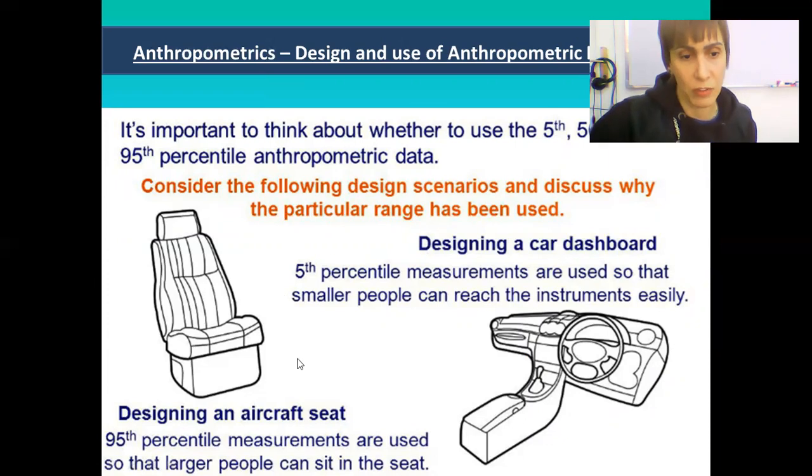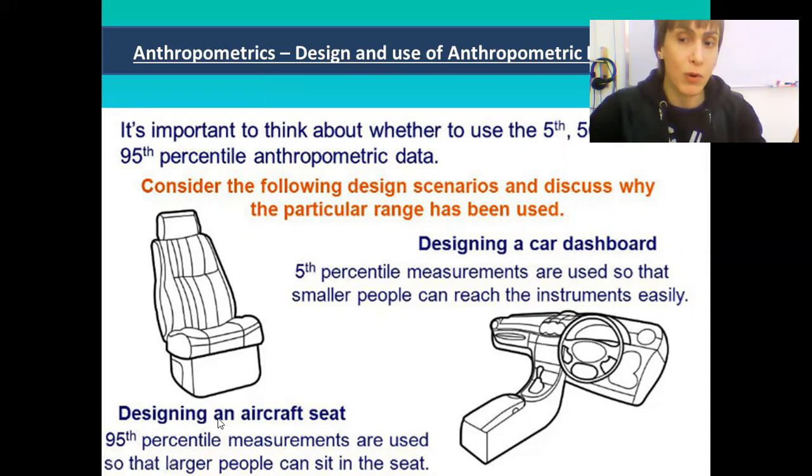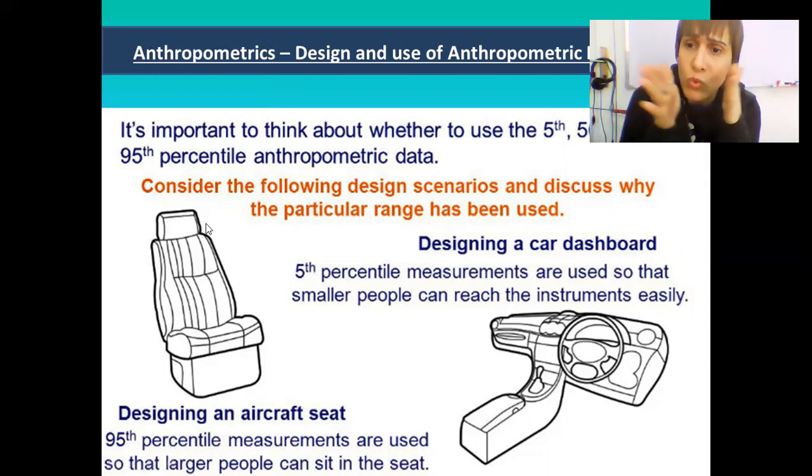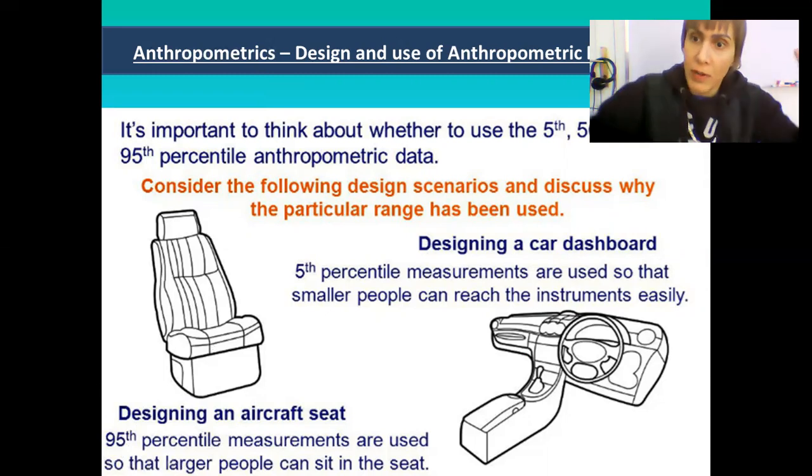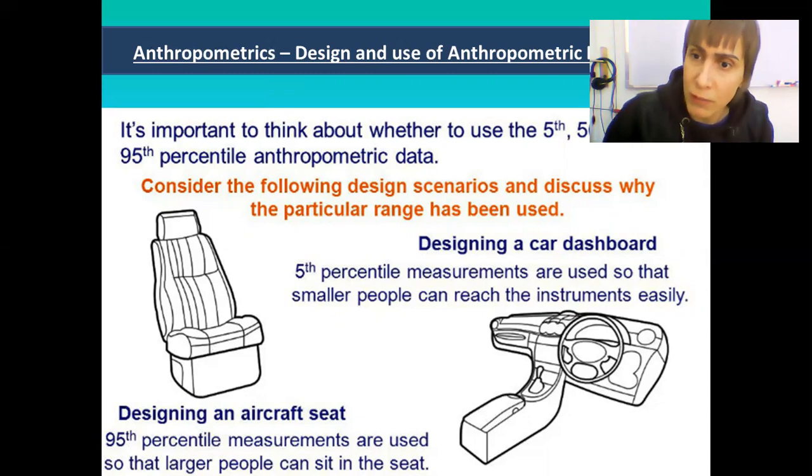We already discussed this actually. So for example, here we have a seat for an airplane. Now, this seat, should it be designed for the 5th percentile, the small people, or the 95th percentile, for example, to fit as many people as possible, including the bigger, larger people. Imagine if the airplane seat is too small, and you are a big person, tall and fat. It will be a problem.